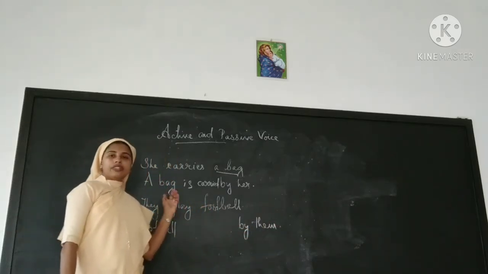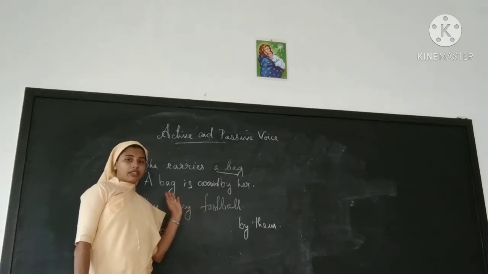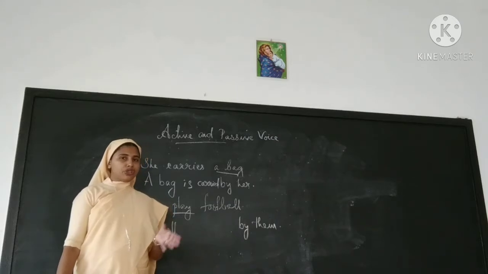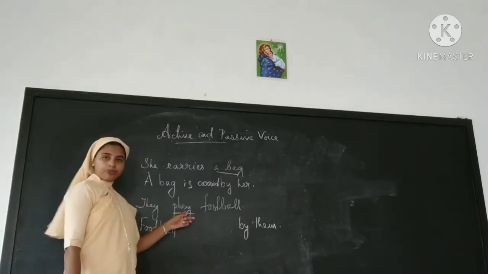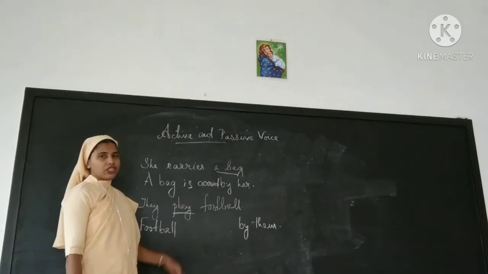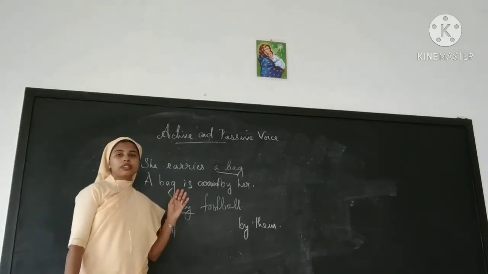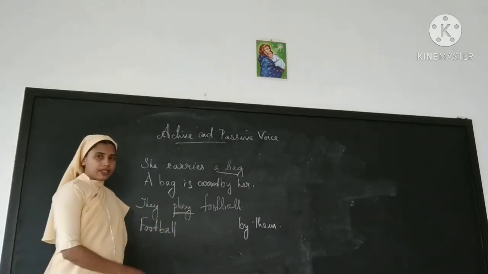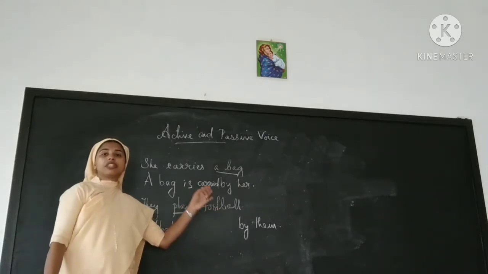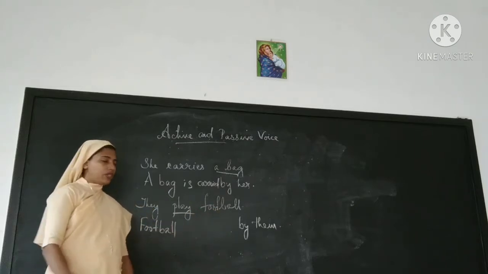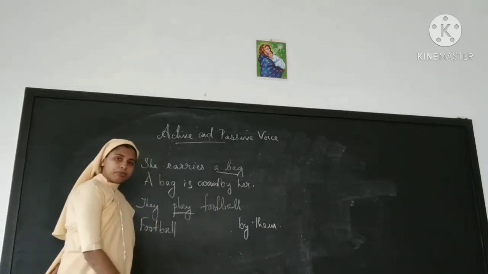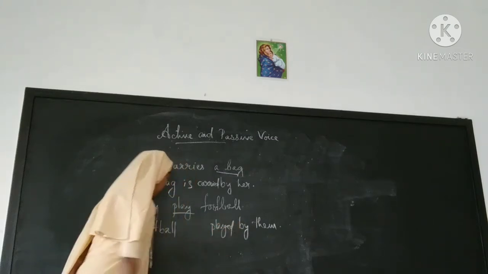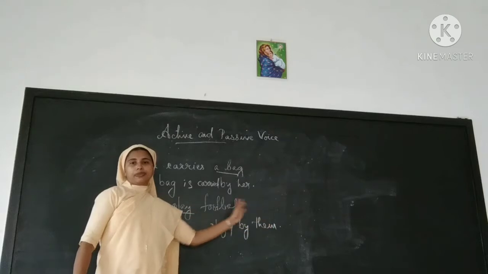Now we have to identify which is the tense here. They play. Is it V1, V2 or V3? Is it base form? Yes, play is base form. Base form will be used in simple present tense. So this is simple present tense, and the verb will always be in V3 form when you convert into passive voice. So what will be the V3 form of play? Played. Okay, football played by them.